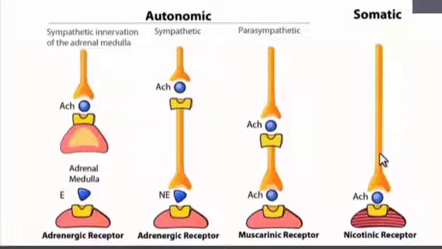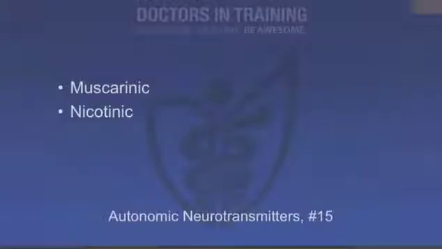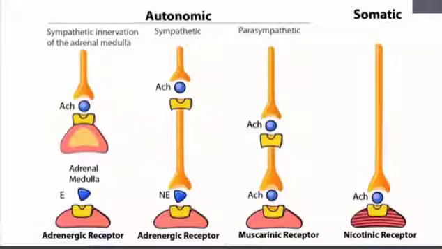You can also see that there are 2 types of acetylcholine receptors. There are muscarinic receptors and nicotinic receptors. Acetylcholine is the same molecule, but the receptors and their effects are different. And you'll notice the distribution. The somatic motor nerves are acting on nicotinic receptors.